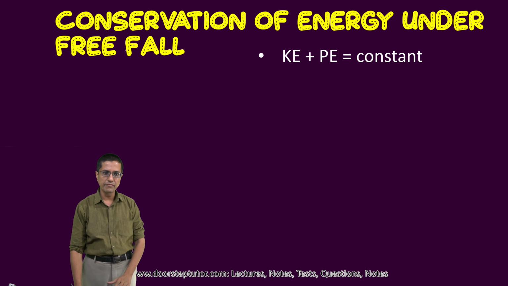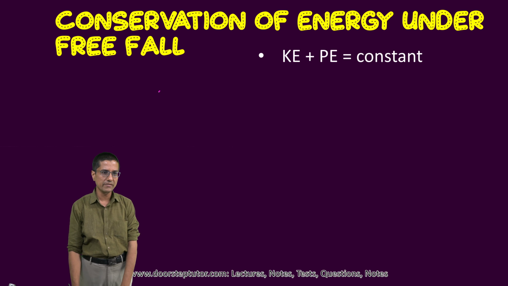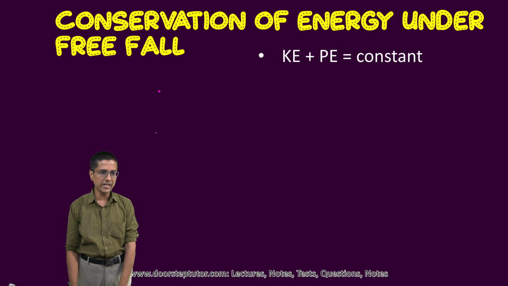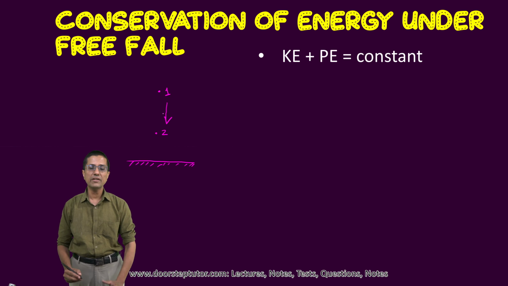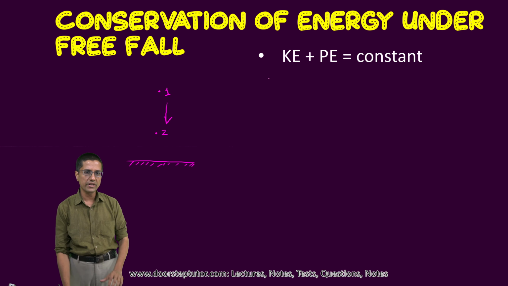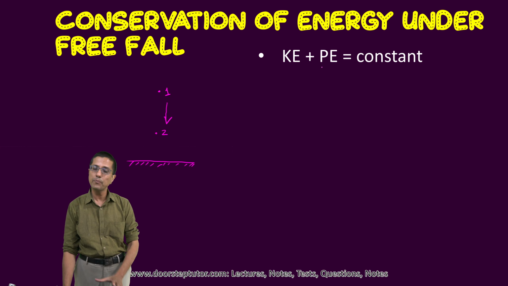In free fall, there is an object which is placed at a height, and this object goes from position 1 to position 2, and of course we have our ground here, and this object is moving down. Now we will try to understand how its energies change. There are two energies involved here. One is the kinetic energy and the second is the potential energy.